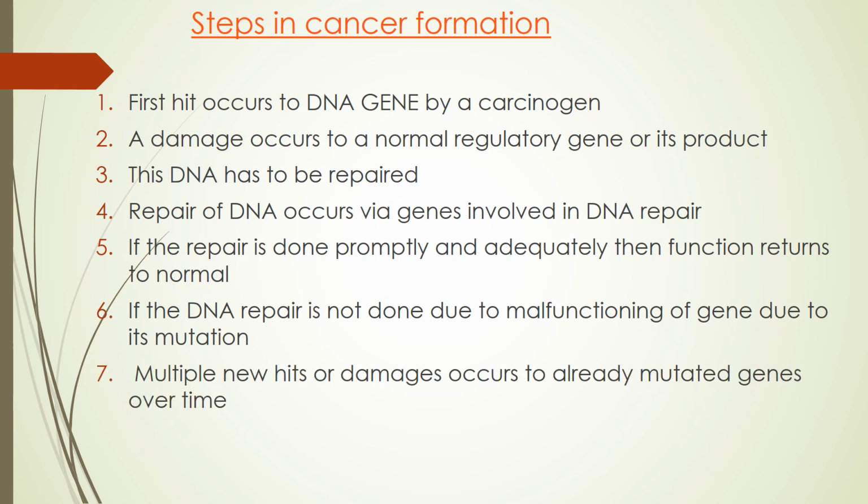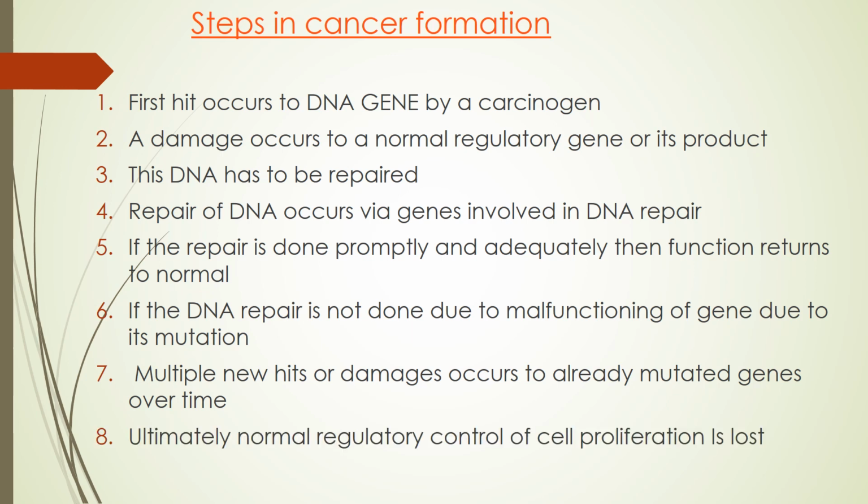Multiple new hits or damages occur to already mutated genes over time. Ultimately, normal regulatory control of cell proliferation is lost and a cancer has emerged. So these are the steps in cancer formation. The first hit doesn't necessarily cause a cancer, but other abnormalities, if they are present, may initiate the formation of a cancer.